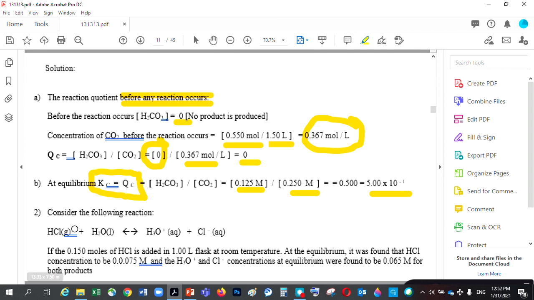Let's look at the second example. We have HCl gas. Again, this is H2O, not part of the consideration. We have hydronium ion and the chloride ion. So now we have the number of moles, the initial amount of the reactant HCl, 0.150 moles. And the flask used is 1.00 liters. If you divide the moles per liter, you get the initial concentration of the reactant HCl, correct? Furthermore, the equilibrium concentrations are given to you. The concentration of HCl at equilibrium is 0.075, and the hydronium and the chloride have the same concentration of 0.065. Let's go further.